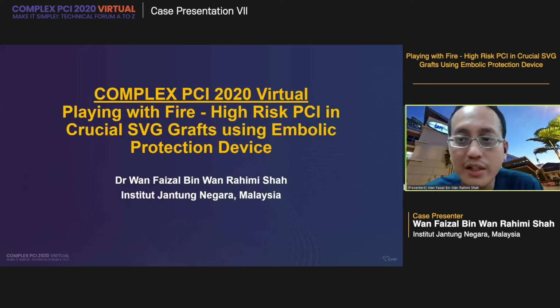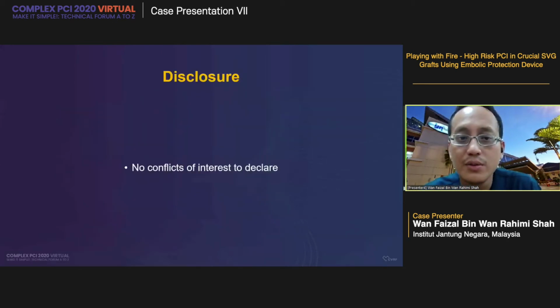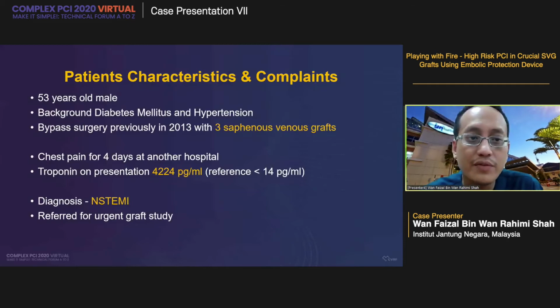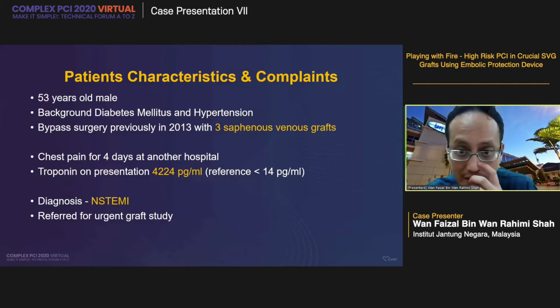So I would like to share this very interesting case, which also is a very good teaching case for myself, as a clinical fellow here in my cardiac center. The patient is a 53 year old male with background diabetes and hypertension. He had bypass surgery previously in 2013. I'm not so sure why, but the surgeon implanted only venous grafts for this patient, 3 venous grafts, despite the patient's relatively young age.